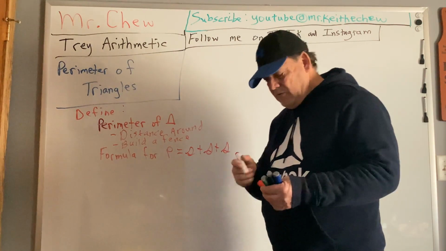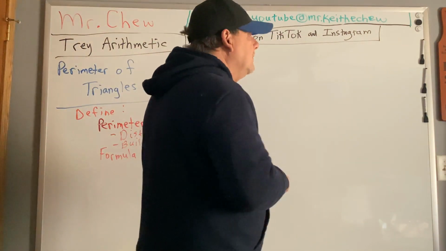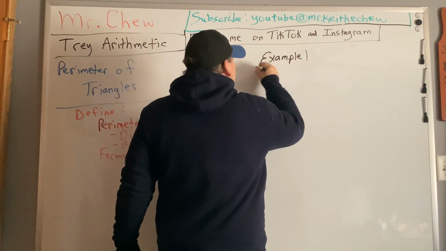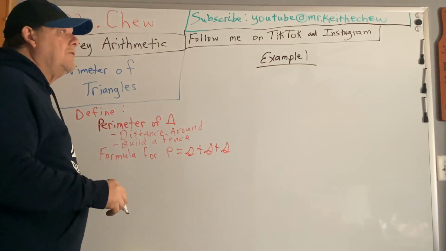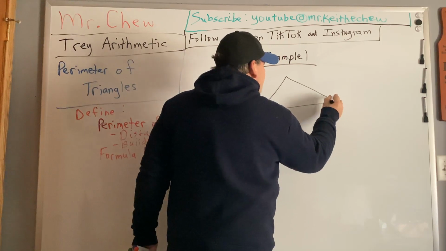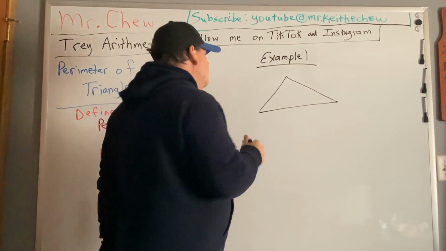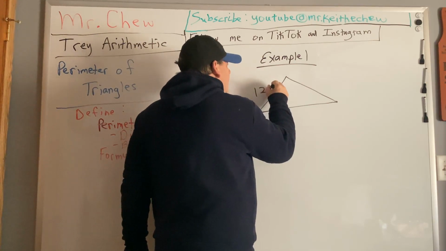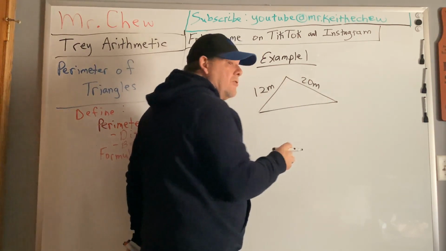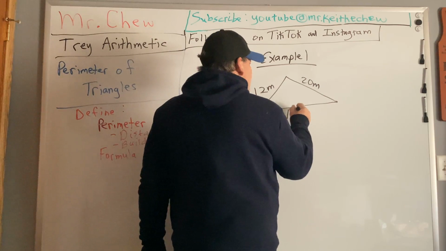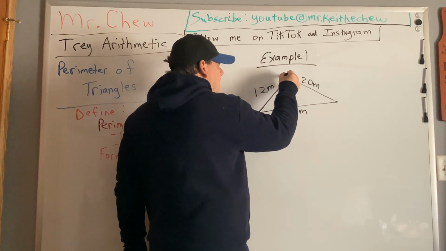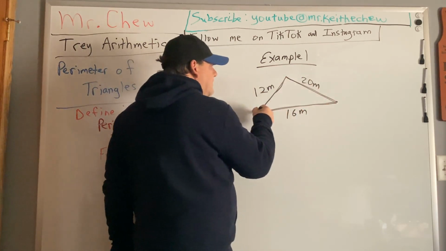All right, so let's look at an example. Example 1 of the perimeter of a triangle. We draw our triangle and then we list what each side is. So in this case, I have a length of 12 meters on this side. I have a length of 20 meters, I know it may not be drawn to scale, on this side. And then 16 meters on this side. So if I want to start and build a fence and go all the way around, I'm going to be taking the 12 and the 20 and the 16 and adding them together.